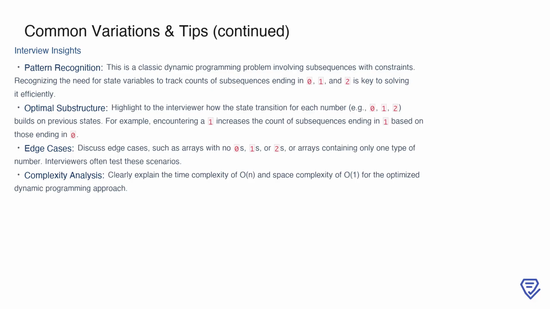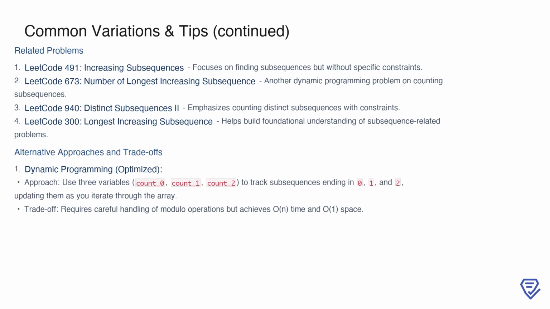It's also important to discuss edge cases during an interview. For instance, what happens if the array has no 0s, 1s, or 2s, or if it contains only identical numbers? These scenarios often come up in interviews. Finally, presenting a clear complexity analysis is crucial. Explain how the optimized dynamic programming approach achieves O(n) time complexity with O(1) space, which is critical for handling large input sizes. To deepen your understanding of this problem, you can explore related problems that build on similar concepts.